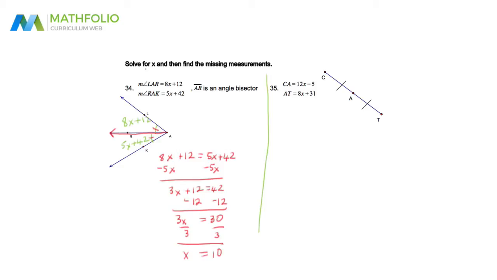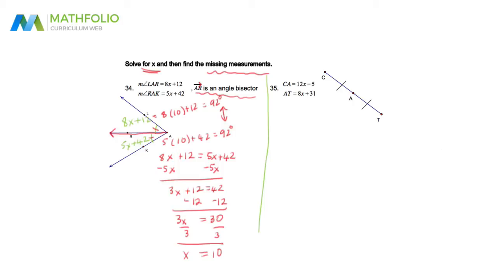So we solve for x, but now we need to find the missing measurements. So that would mean up here at the top, we've got 8 times 10 plus 12. That would give us 92 degrees. At the bottom, we've got 5 times 10 plus 42. 5 times 10, 50 plus 42 is 92 degrees. So they are exactly the same, and so they should be, because AR, which is actually a ray, so it should be shown with the arrow, is an angle bisector.